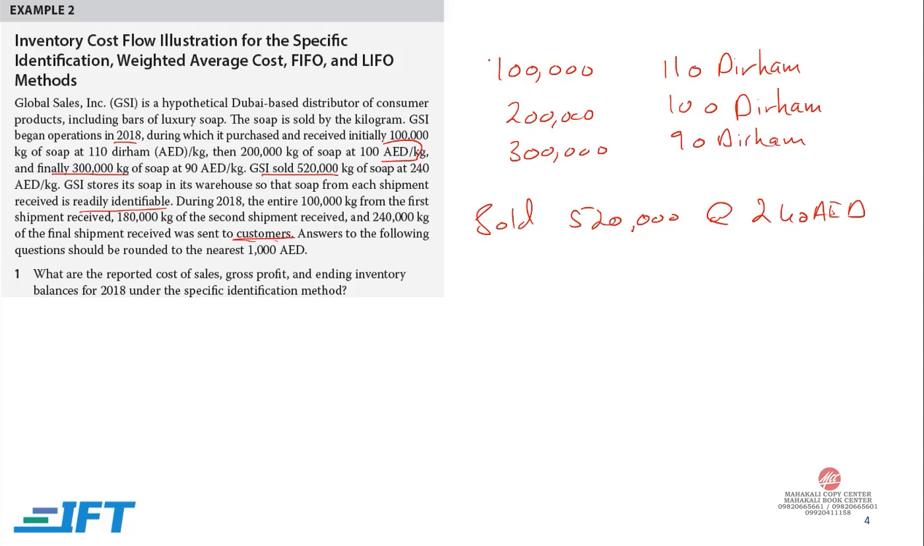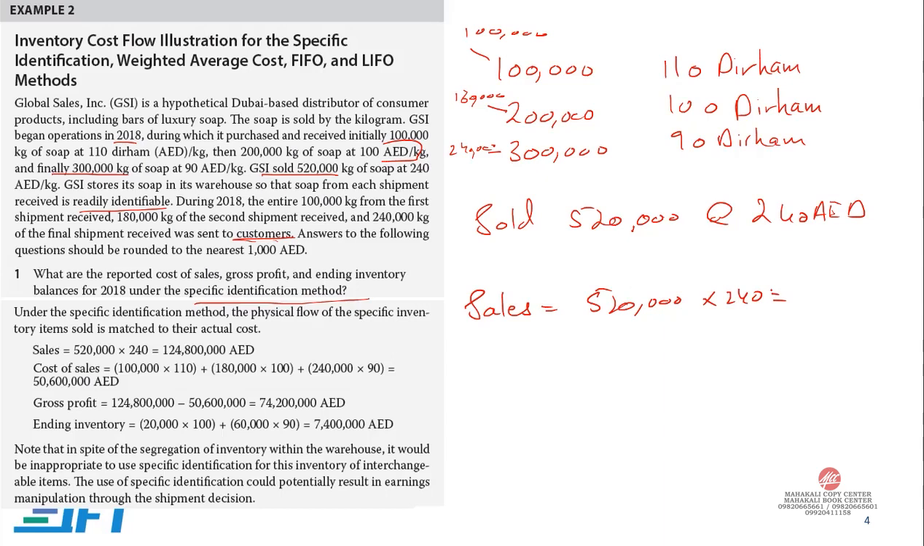So out of the first shipment, the whole 100,000 went out. Of the 200,000, 180,000 was shipped to the customers, and out of the 300,000, 240,000 was shipped to the customers. Now, what are the reported cost of sales, gross profit, and ending inventory balance for 2018 under the specific identification method? Total sales is quite simple: 520,000, the amount that we sold, multiplied by 240.